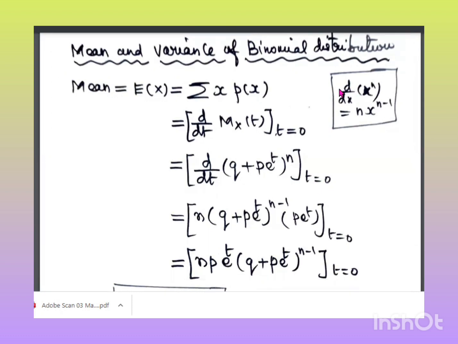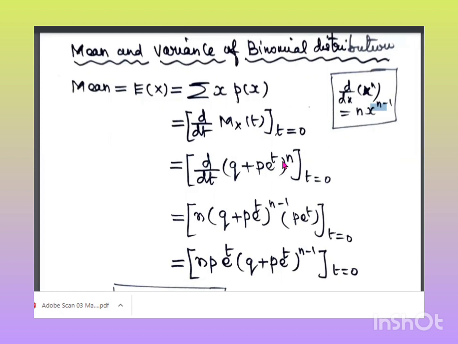You know very well the formula: d by dx of x power n is equal to n into x power n minus 1. So (q plus p e power t) whole power n, if you are differentiating, n you have to write first: n into (q plus p e power t) power n minus 1. X power n can be written as n into x power n minus 1. Similarly (q plus p e power t) power n can be written as n into (q plus p e power t) power n minus 1.